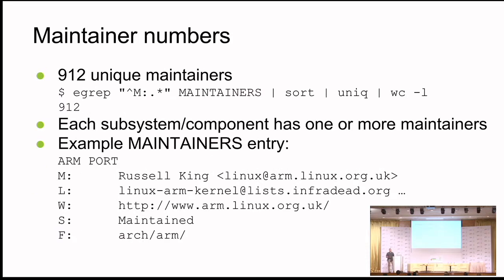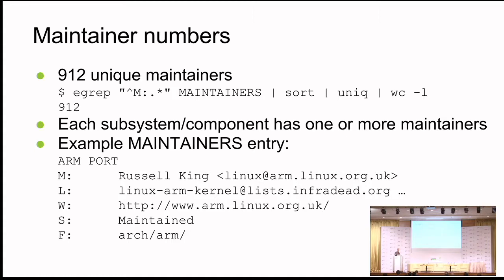To quantify it a little bit, to give you an idea, this is probably back in the 3.12 era I ran this. You can run it yourself, how many unique maintainers there are in the kernel. You can go look at the top level kernel tree in the maintainers file. Even back then there were 912 unique maintainers. That's a lot of people. It's a lot of different areas. It just shows you how the hierarchy works.